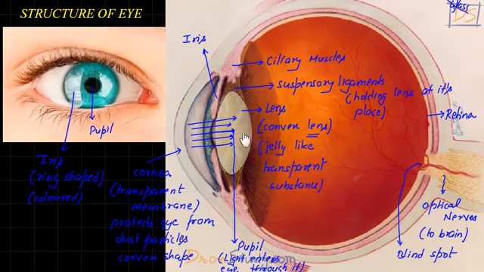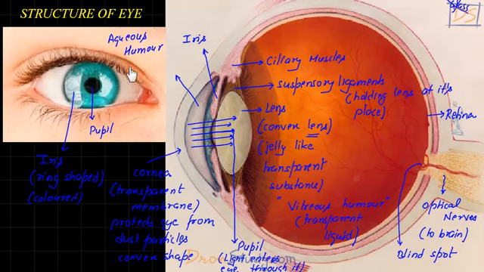Then this whole structure here is filled with a liquid called vitreous humor. Vitreous humor is a transparent liquid. You have to remember this name. Similarly, students, in this small portion, there is another liquid called aqueous humor. It is also a transparent liquid.